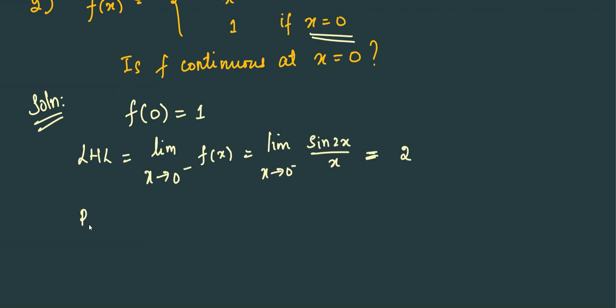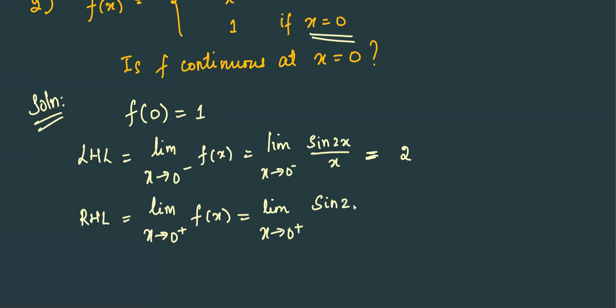Look at the right hand limit. This is limit x tends to 0 plus f of x, which is equal to limit x tends to 0 plus sine 2x upon x. Only at x equal to 0, it is 1. For all other values, it is sine 2x upon x. So as x tends to 0, sine 2x upon x is equal to 2.